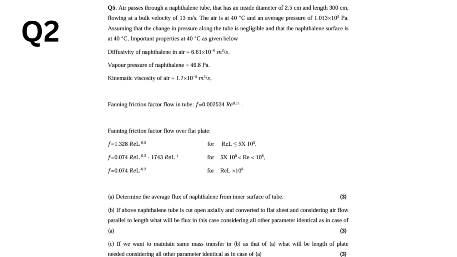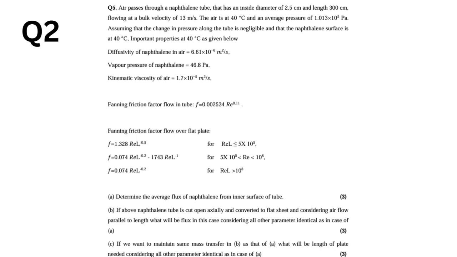And there is an extra relation for the Fanning friction factor through this tube, that is 0.002534 Reynolds number to the power 0.11. There are also some flat plate relations for laminar, turbulent, and transitional flow given here for extra calculation.